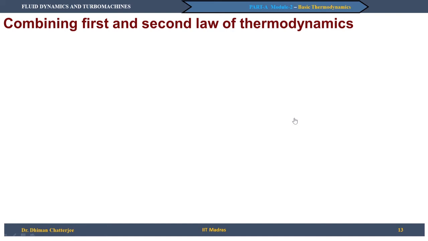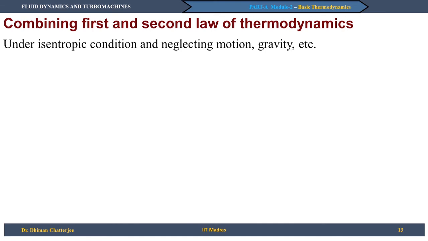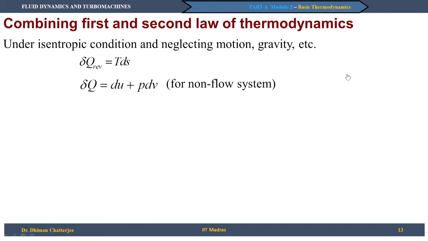So, now combining the information that we have gathered from the first and second laws of thermodynamics, and neglecting motion, gravity, etc., that is, kinetic energy, we can say that del q reversible is TdS, which we get from the second law, and from the first law we get del q equal to du plus pdv. This is for a non-flow system, where only pdv work, or the displacement work, is the only form of work possible. Then combining these two, we can write TdS equal to du plus pdv.